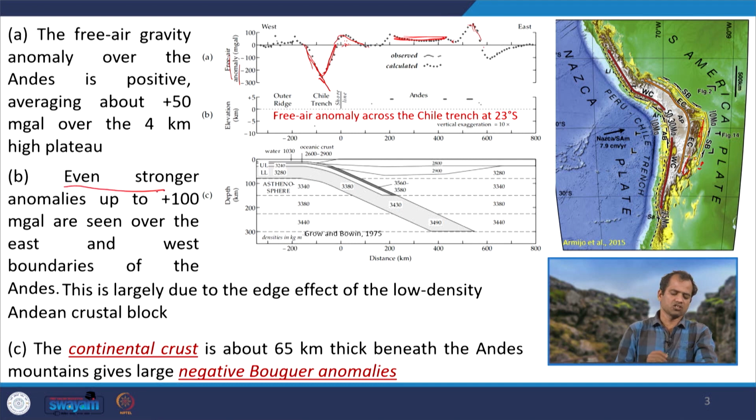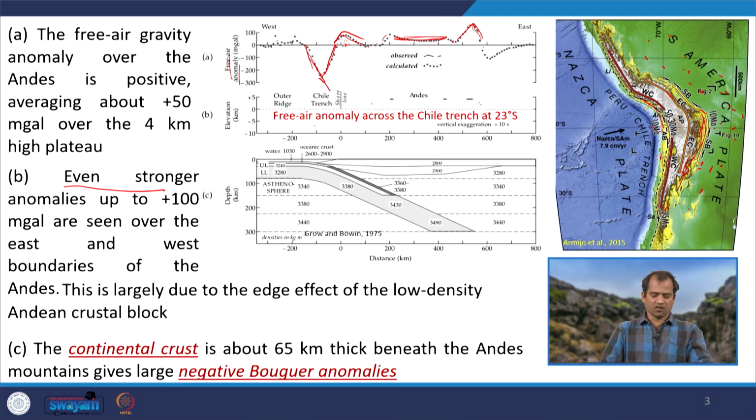So, even stronger anomalies up to plus 100 milligal are seen over the east and west boundaries of the Andes, and this is largely due to the edge effect of this low density Andean rock. So, we know this Andean rock is here and we have this shield, or the lithosphere shield area, or the cratonic area here, and this side we are putting the low density rock. So, that means below we have high density material and this is the low density material. So, that is why we are getting two positive horns in two opposite directions, that means at the end and at the beginning of this Andes mountain.